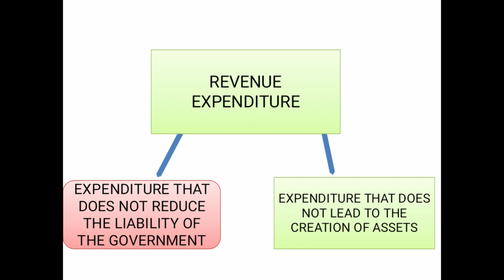Next we are talking about revenue expenditure. Revenue expenditure is that expenditure that does not reduce the liability of the government, and it also does not lead to creation of assets.